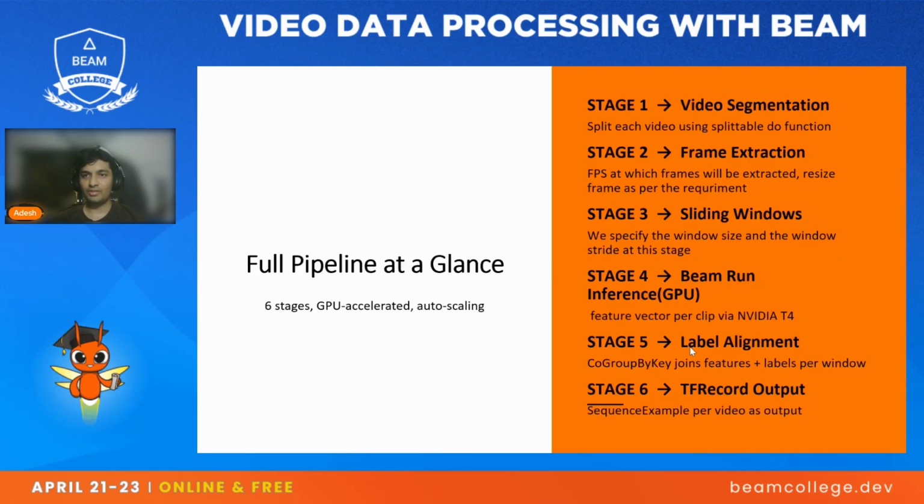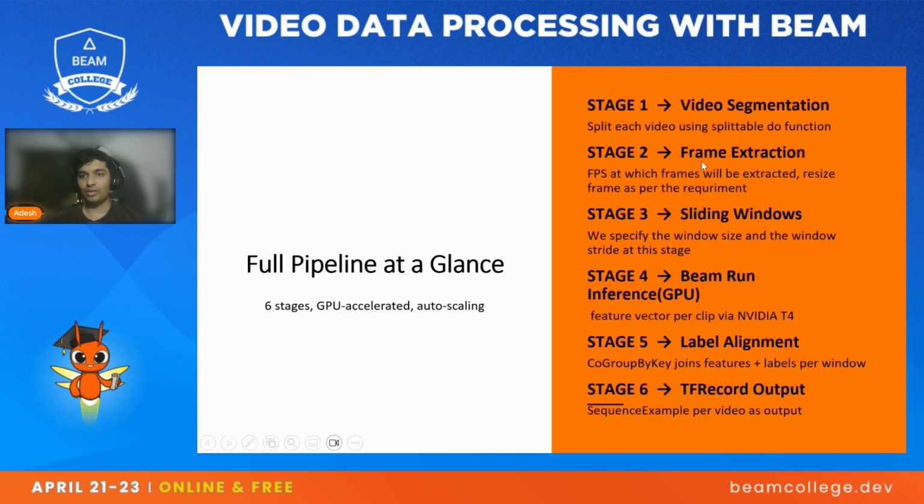The first stage is video segmentation. At this stage, we'll have the raw video. We'll use the Beam transform called Splittable DoFn. It will split the videos into multiple segments, and multiple workers will work on extracting frames from those clips or segments in stage two.